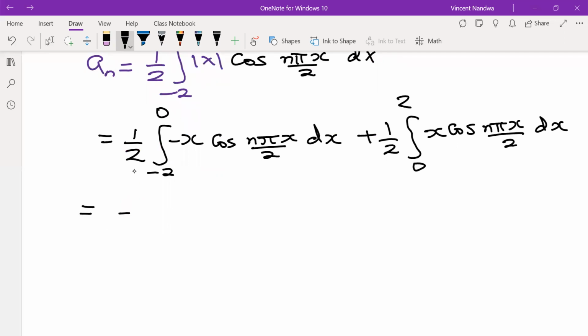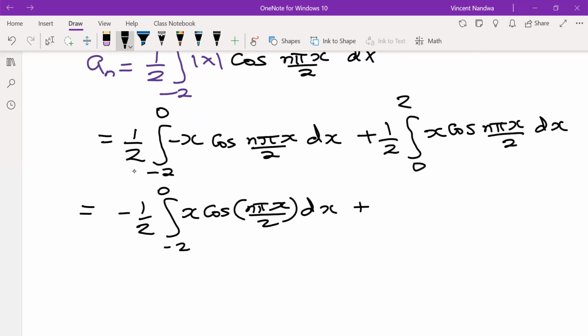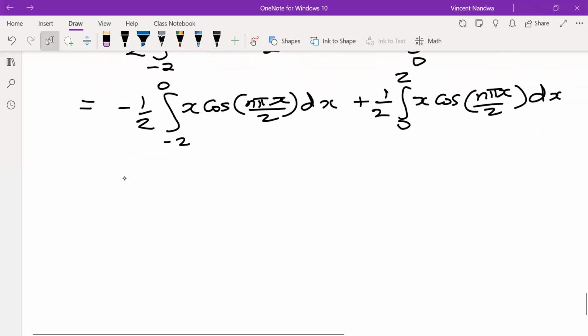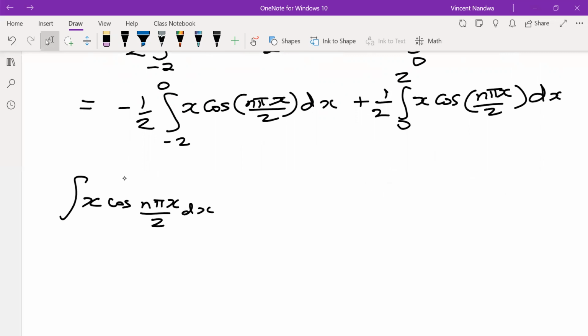So I can write this one as negative a half, integral from minus 2 to 0 of x cosine of n pi x over 2 dx, plus a half, 0 to 2 of x cosine of n pi x over 2 dx. So quickly, the integral of x cosine of n pi x over 2 dx.